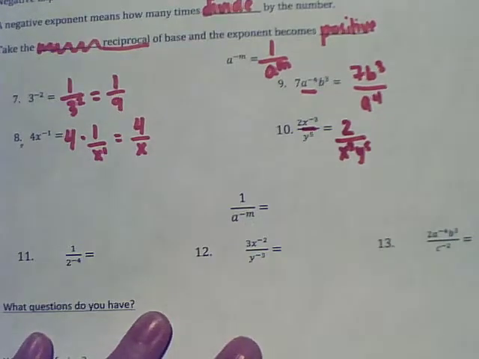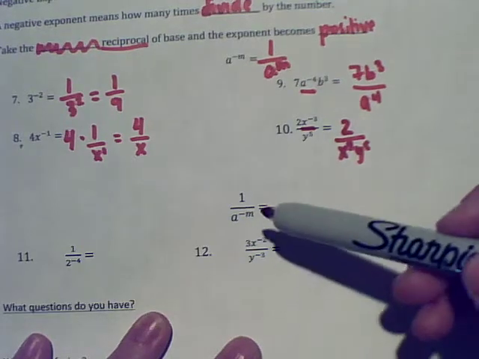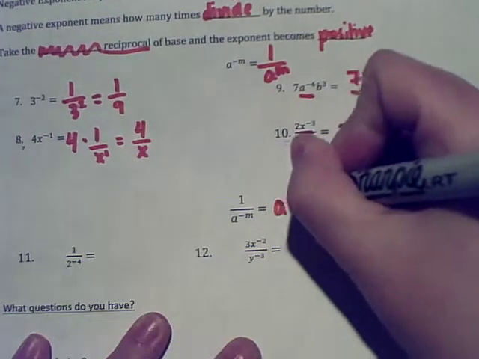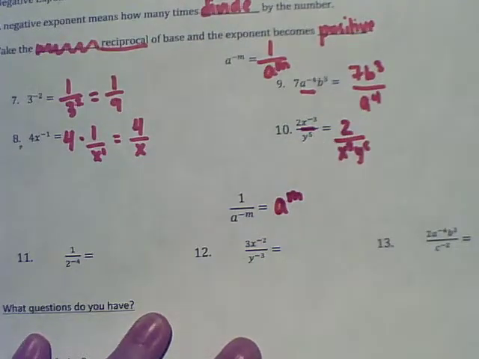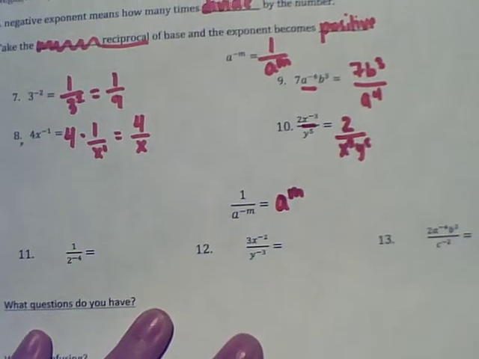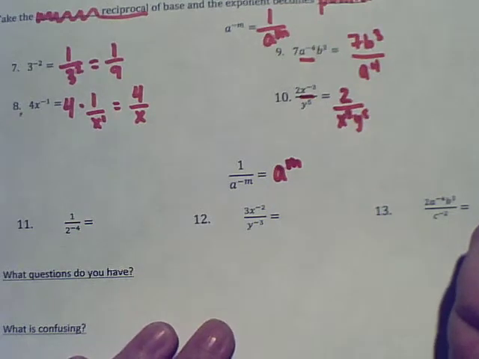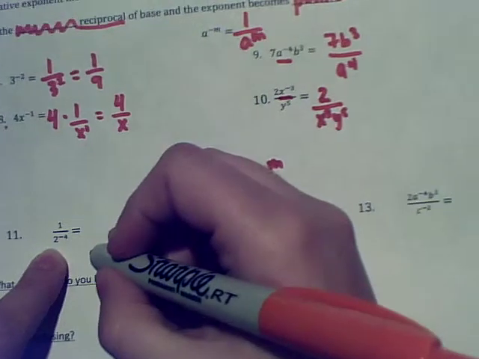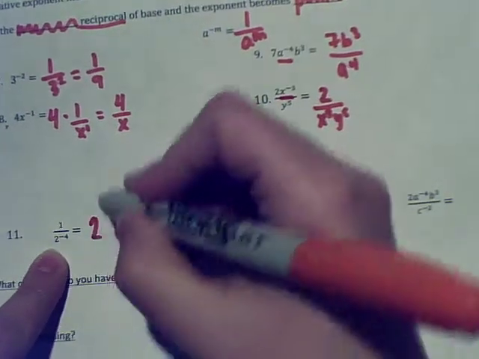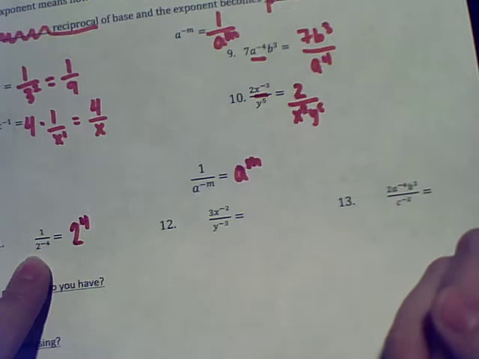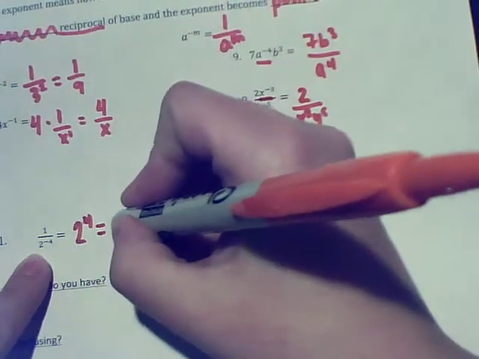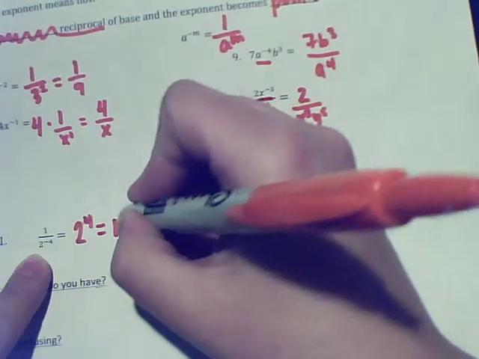Alright, the reverse is true as well. If I end up with a negative exponent in my denominator to begin with, then I'm going to take the reciprocal and make it positive. So the reciprocal of 1 over a is just a, and then your exponent becomes positive. If we look at number 11, my exponent is negative in the denominator, so I'm going to take the reciprocal of 1/2, which is just 2, and make my exponent positive. Then we can take 2 to the 4th power, and when we do that we get 2 times 2 times 2 times 2, which is 16.